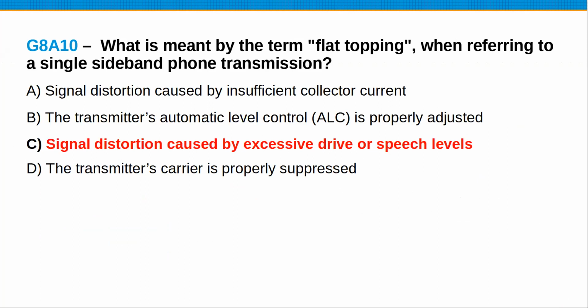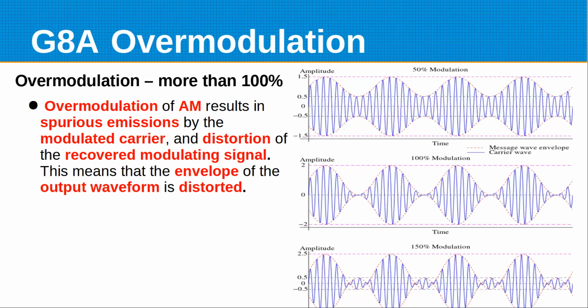And that would also be true for AM. You have the same problem: overmodulation, when you're modulating at more than 100%. In the three graphs there, they're showing 50% modulation, where you're changing the amplitude by 50%. The middle one is showing 100%, where you're basically changing the carrier from its maximum amplitude to 0 and back.